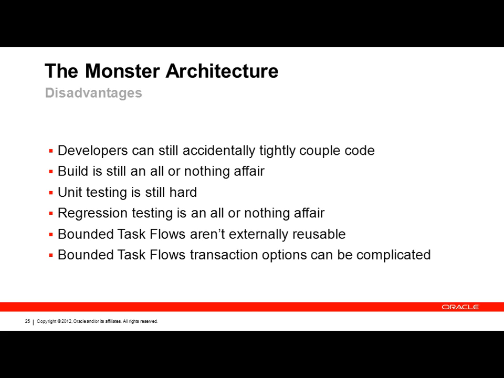Disadvantages of this particular architectural pattern, because we're still working in the one workspace, well, developers can still accidentally tightly couple code because the architecture doesn't separate them. This is still an accidental thing that can occur, and it's something that beginner teams may quite easily do. Build is still an all or nothing affair. One little change requires the whole application to be rebuilt and redeployed. Unit testing is still kind of complex because we haven't solved the 100% modularization issue. We still have potential for tight coupling.